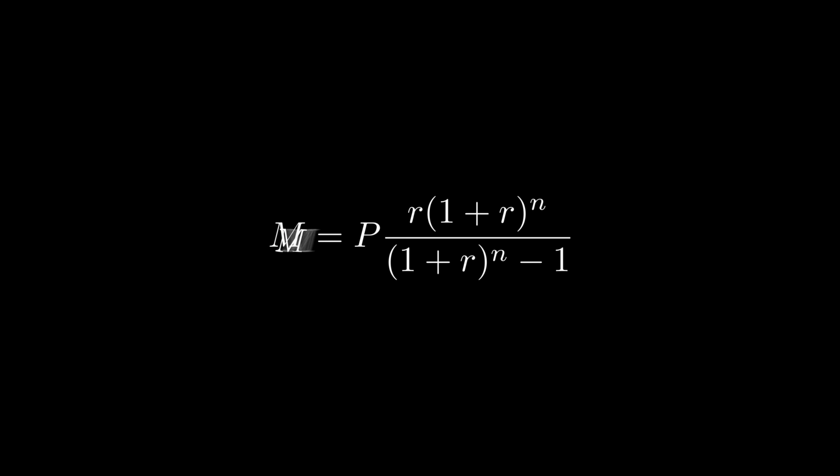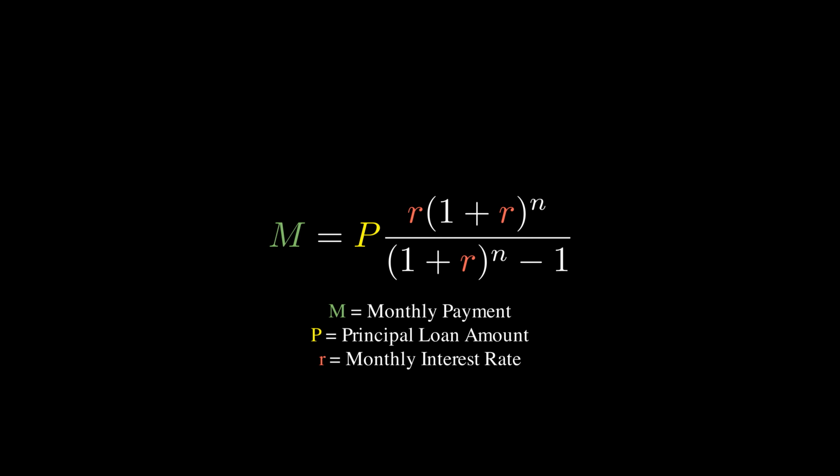M is your monthly payment, the fixed amount you pay each month, covering both principal and interest. P is the principal, the total amount you borrowed from the bank. R is the monthly interest rate, your annual rate divided by 12, always expressed as a decimal. N is the total number of payments.